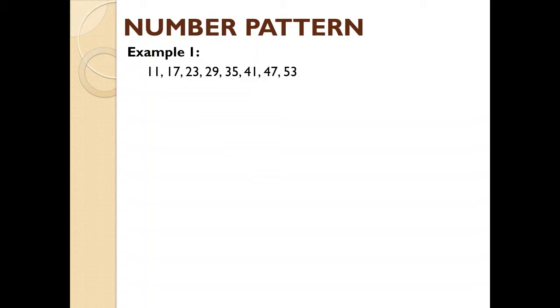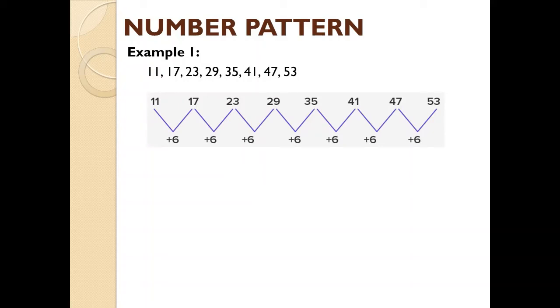23 to 29, added by 6. 29 to 35, added by 6. 35 to 41, added by 6. 41 to 47, added by 6. 47 to 53, added by 6. So we have there our solution. In order to get the next term, we simply add 6 to the previous term.